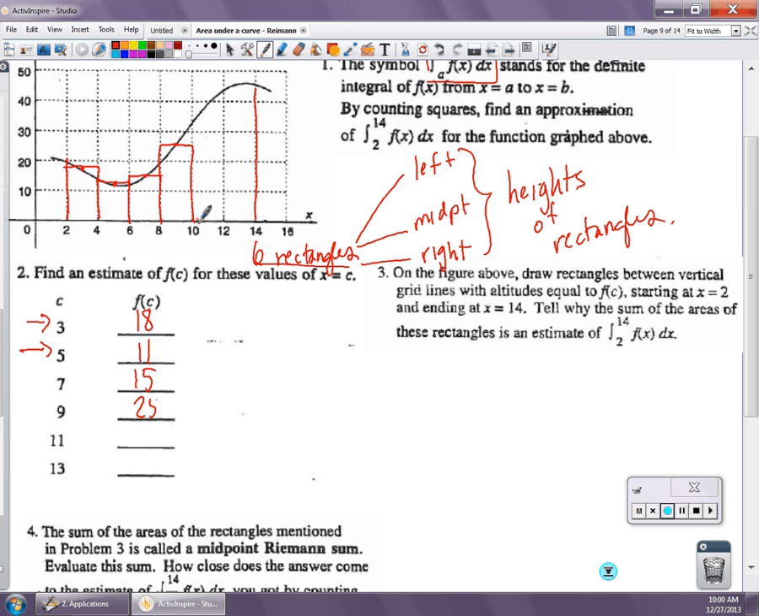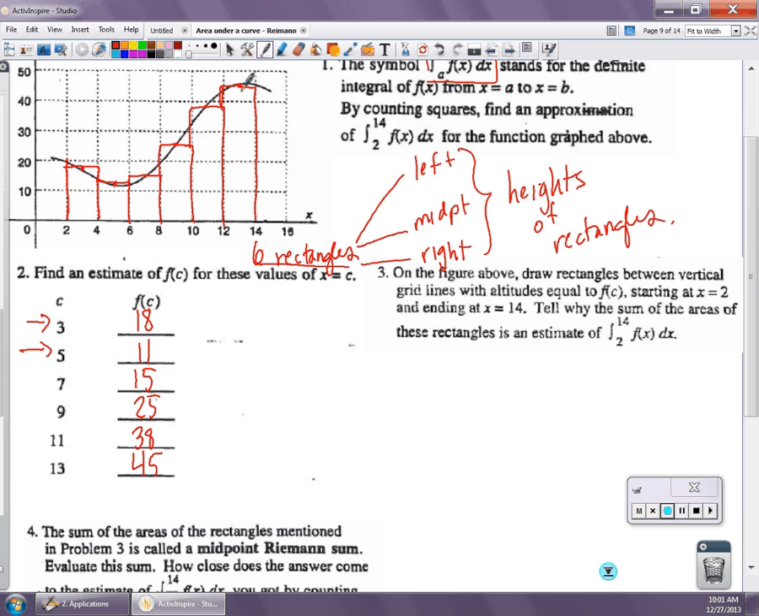Notice how I'm drawing those. Then we're going to go to 11. That's about, I'll call it 38. And that determines the height of the next rectangle. Not quite the middle, but you get the idea. Then we're going to go to 13. That's about 45. And that determines the height of the last rectangle.